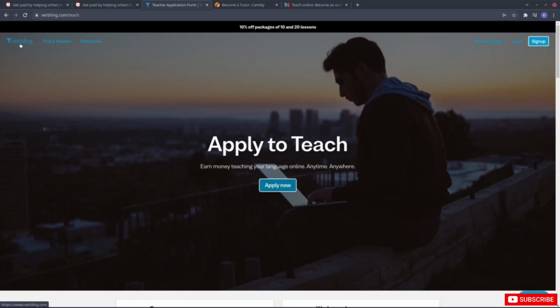I switched from Verbling to using italki when I moved from Europe to Asia. When I lived in Europe, I got a lot more lessons on Verbling, not so many on italki. Since moving to Asia, I get more lessons on italki, not so many on Verbling. I've actually stopped using Verbling because it's just not worth it. I hardly get any students at my current location. So I guess it depends on where you live in the world.